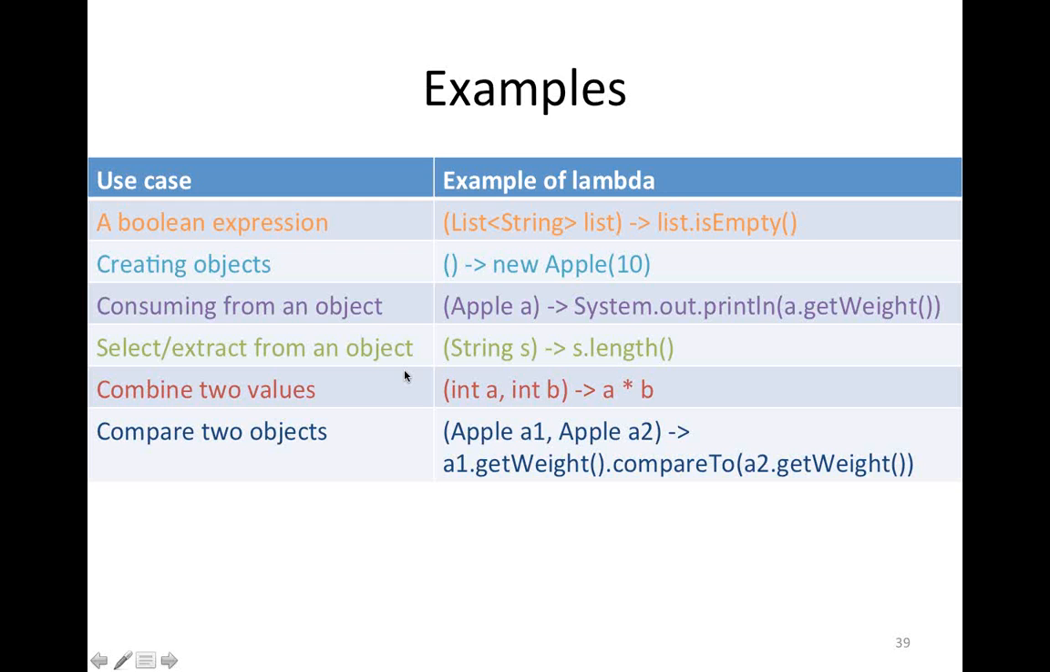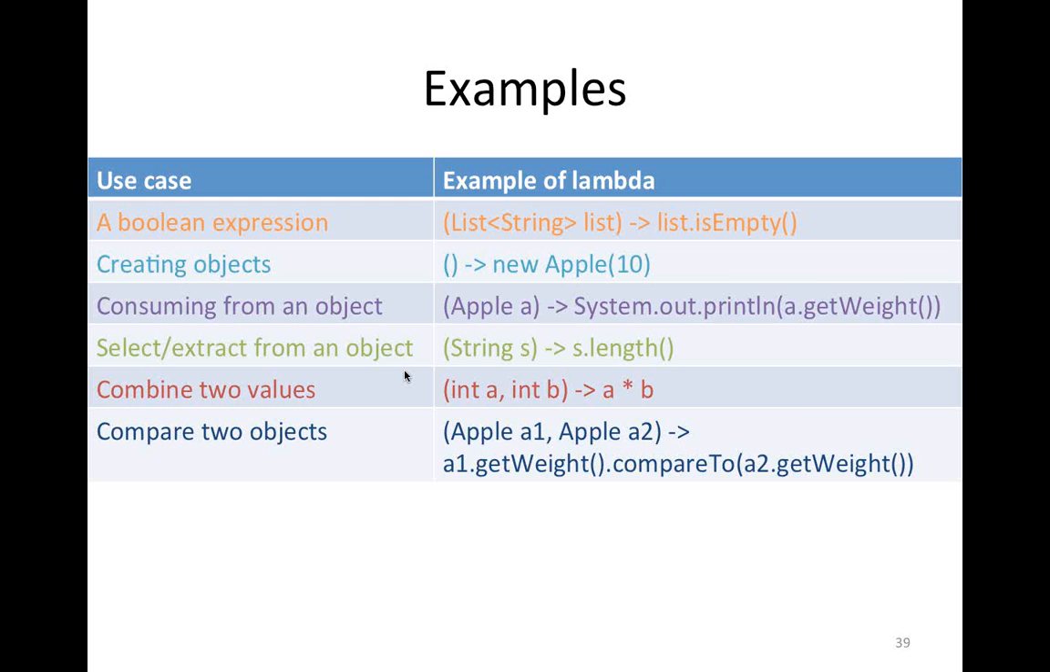And here are a bunch of examples of what lambda expressions look like for different use cases. In the first example, we take a list and we'd like to find out whether the list is empty. This is a way of representing a Boolean expression. The second use case is about creating objects. Here we have a lambda expression that takes no parameters and just creates an apple by invoking its constructor. We can also consume from an object. This means that we don't need to return anything, we can return void. We're not returning an object, but we're consuming it. Here we're just saying we'd like to print the weight of the apple.